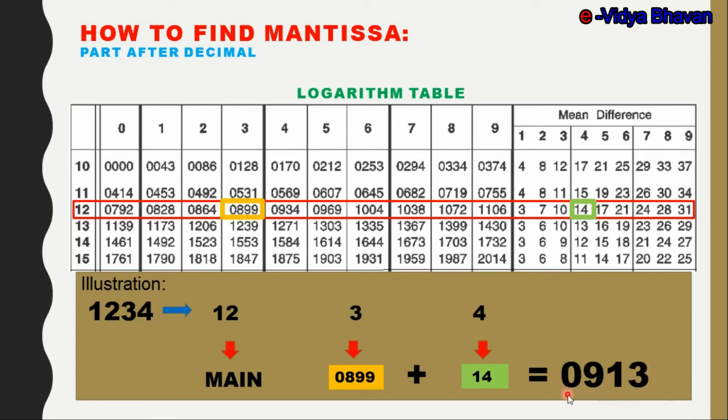So again to repeat, we have to study in the log table only 4 digits. The first 2 digits you have to see in the main table, the third digit you have to see in the difference table, and the 4th digit you have to see in the mean difference table. And the difference table answer what you get, and the mean difference answer what you get, you have to add them. After the addition what you get, 0913. This is your mantissa part.